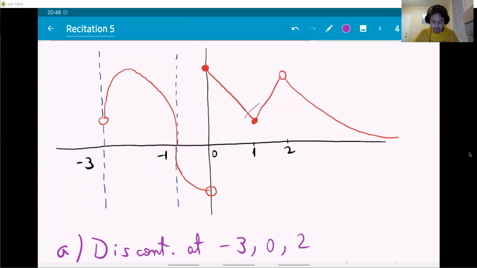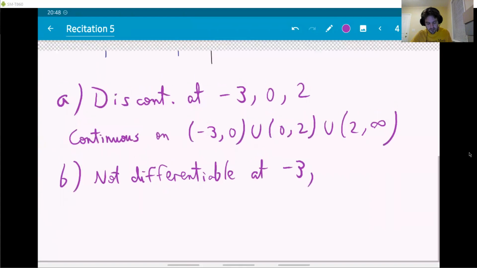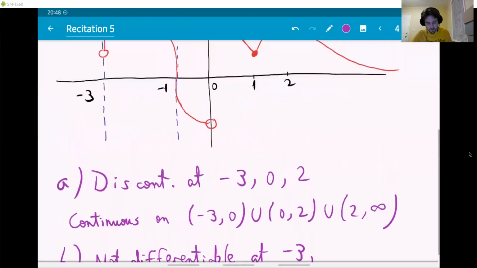And at the point 1, you see a cusp. Even though the function is continuous, there is a value for f of 1 as well, the two pieces meet, forming an angle, a sharp angle. And this is a case for non-differentiability. So for B, not differentiable at, well, the points are -3, -1, 0, 1, and 2.